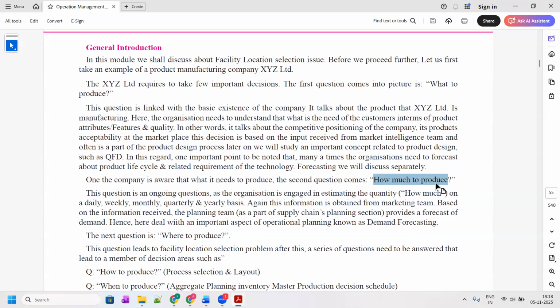By using these methods, we are able to estimate the demand, and based upon what we estimate, on a daily, monthly, or yearly basis, we are able to get the information. Based on the information we get, they would set up a team called the planning team. They can forecast the demand accordingly, and this is what we call demand forecasting.